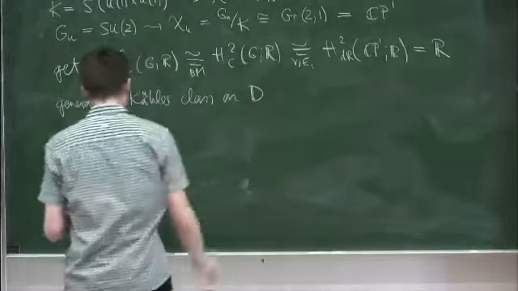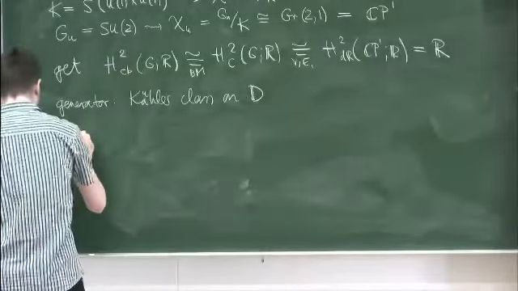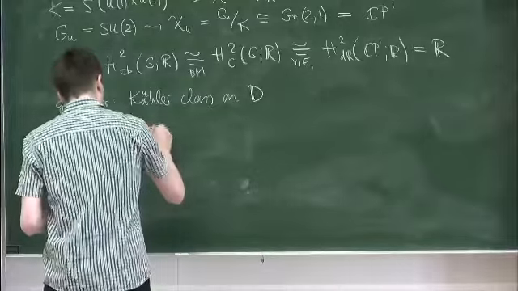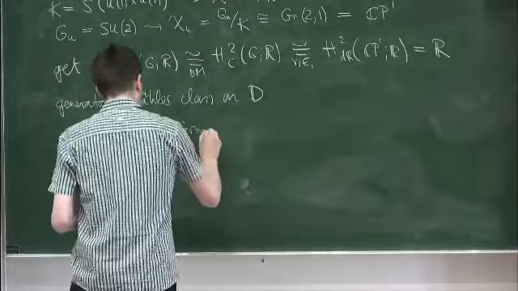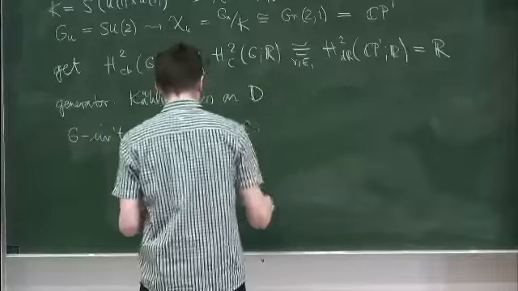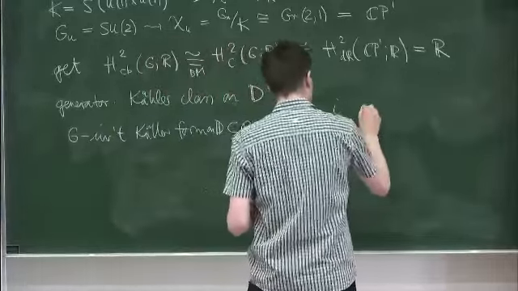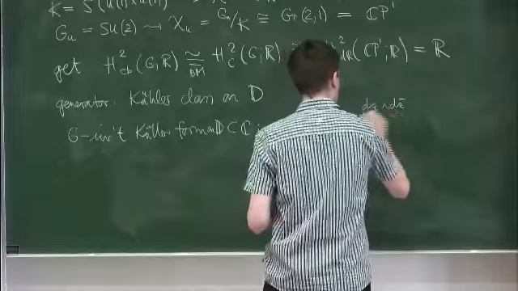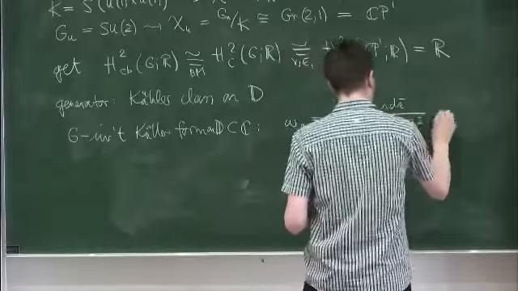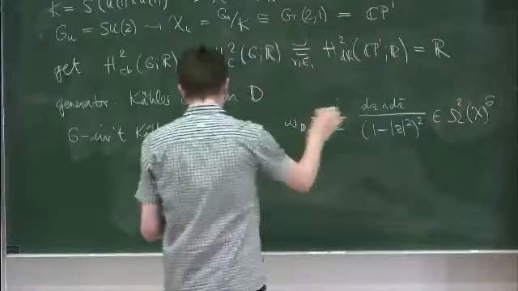It's given by the Kähler class on the Poincaré disk. So one way to give this is, we can give this Kähler form on D in C explicitly by the following formula. I hope I got it correct. Yeah, you can check it's invariant and so on.